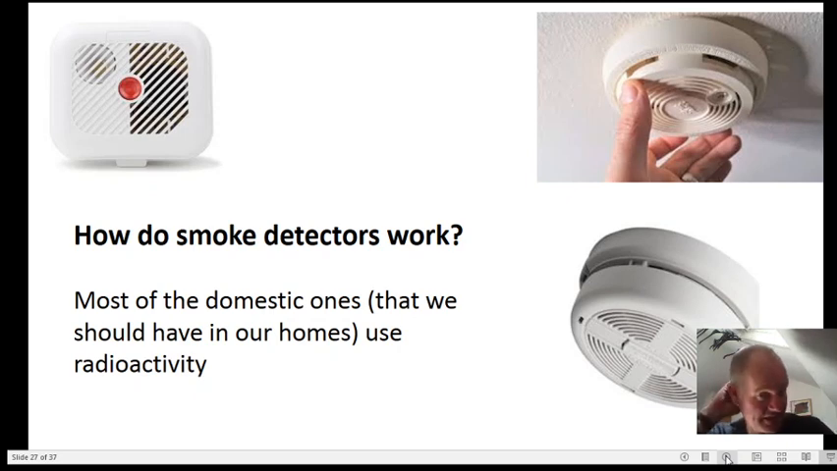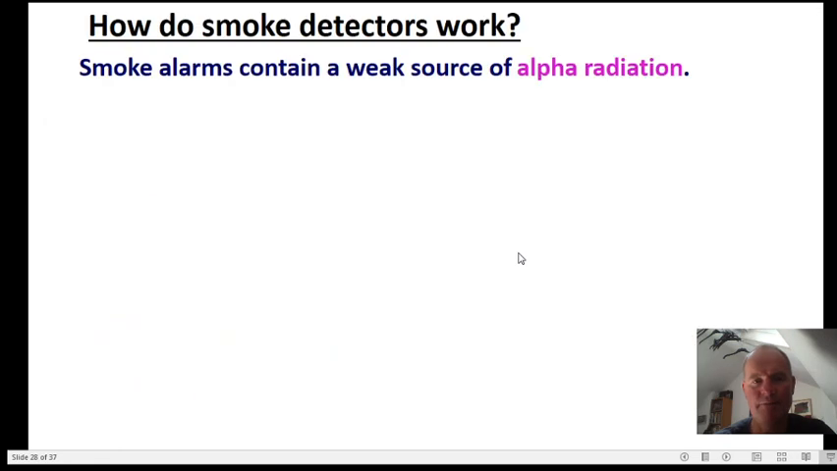Smoke detectors, these are the things that hopefully you've all got in your houses. And these ones use radioactivity. So this is where you should have an americium 241 source somewhere in your house. And if you haven't, I hope you've got something similar, because obviously, everyone needs to be safe, and smoke detectors are really important for this one.